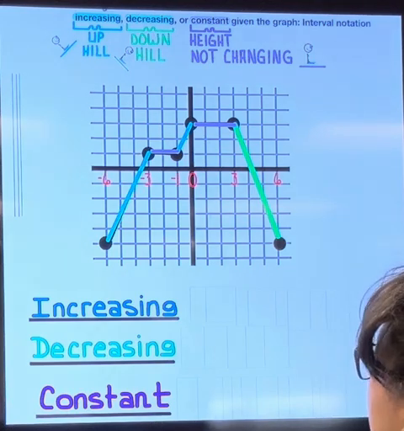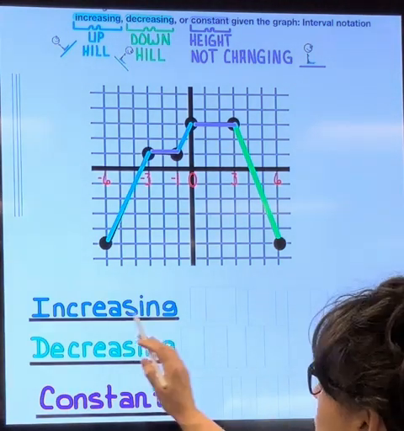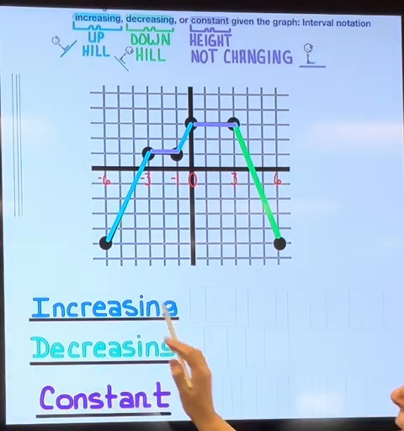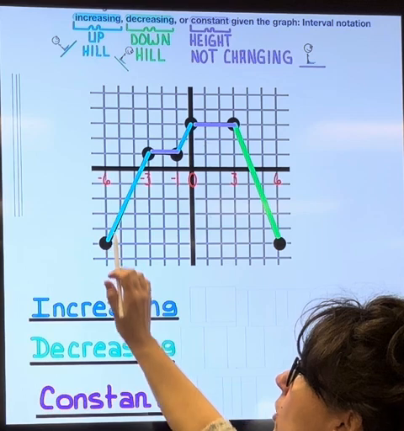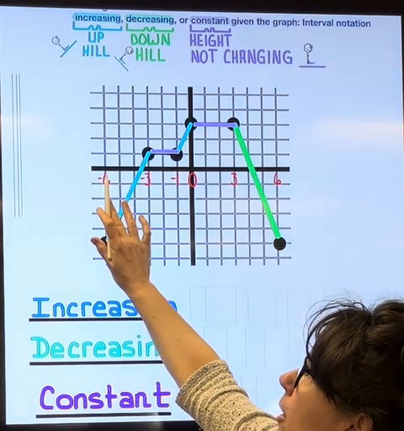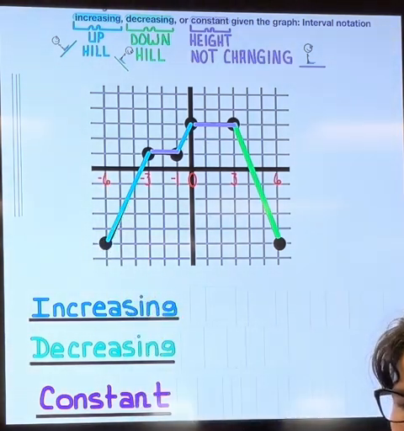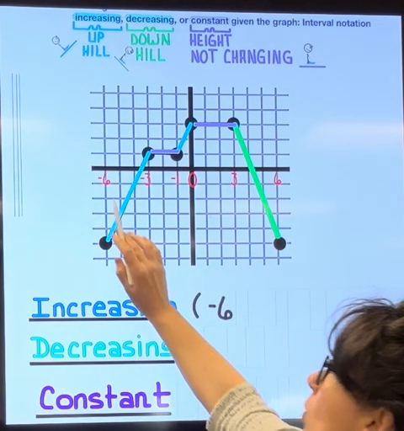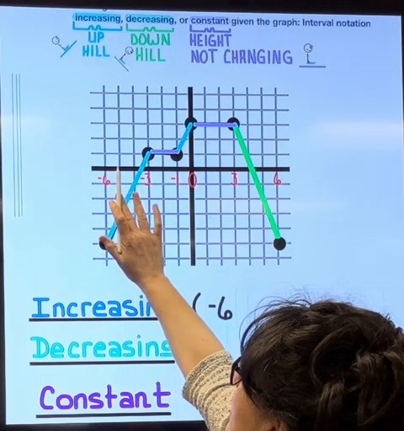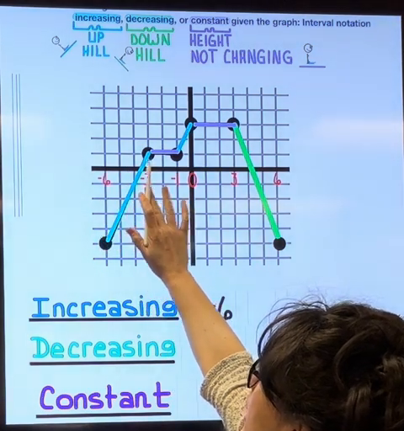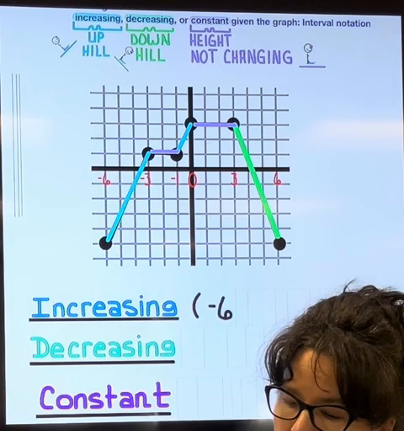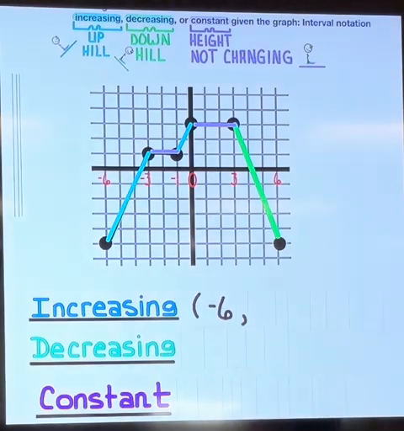All right, so going from left to right here, we are increasing. All of our answers are coming off the x-axis. So we are starting to go uphill when we are at -6 on the x-axis. So parenthesis, -6. We continue going uphill until we get to this point here, but looking at the x-axis, that is at -3. So it will be through -3, parenthesis.